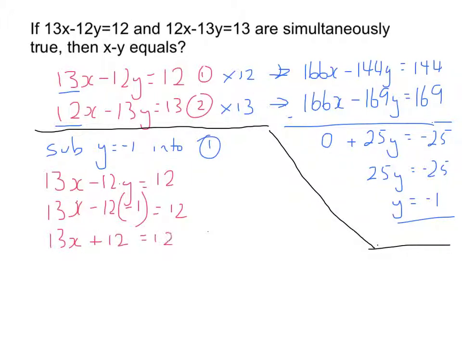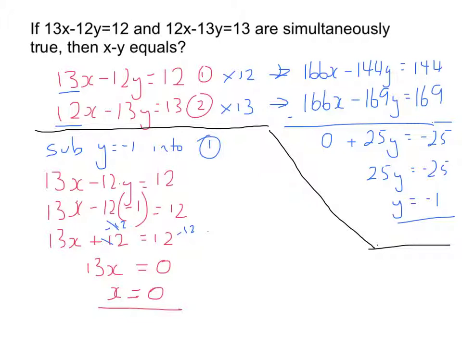equals 12. We need to take away 12 from both sides. Not 12x, just take away 12 from both sides, so that will cancel that down. And 12 take away 12 on the right hand side is 0, so that leaves us with 13x only on the left hand side will be equal to 0. Divide both sides by 13, we end up with x is equal to 0. So that's our x value, so we have x is equal to 0 and y is equal to negative 1.